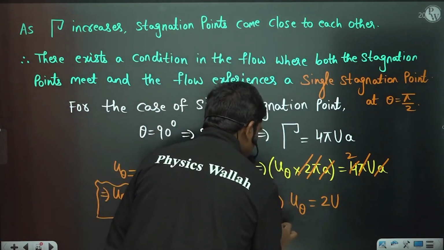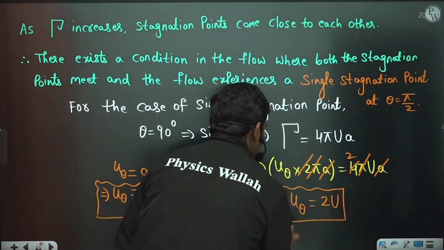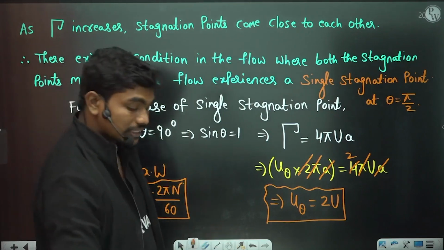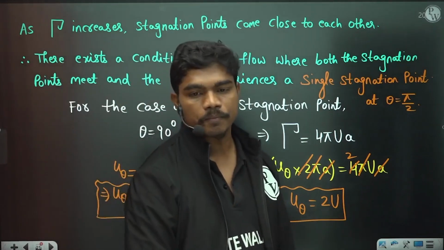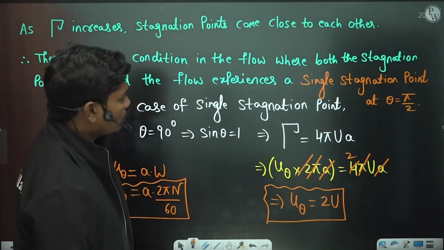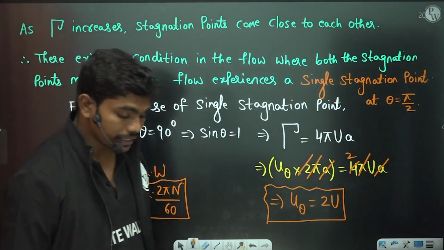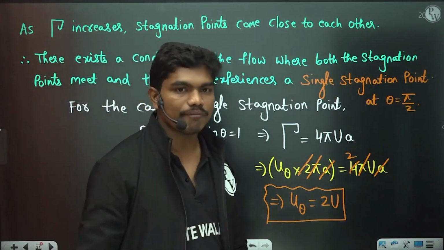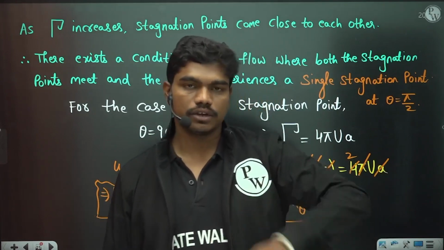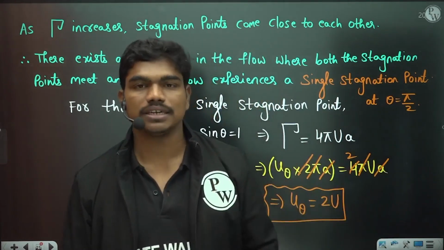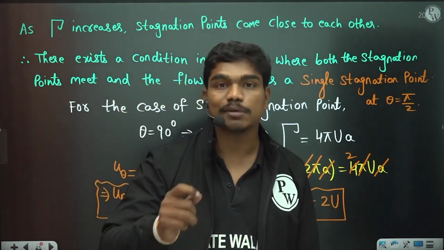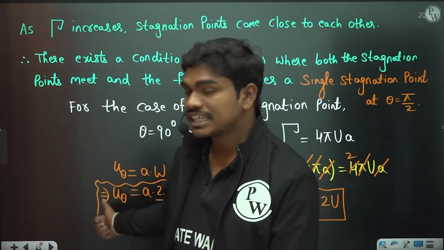Clear? So this u theta equal to 2 times of u is the condition for the case of a single stagnation point. This analysis is very important for you. Clear? Okay, so this is the case that we deal with generally, single stagnation point case. Normally, like in case of Rankine half body, you told that there exists only a single stagnation point. In case of flow past a stationary cylinder, you told there are 2 stagnation points. But here in case of a rotating cylinder, you cannot decide on the number of stagnation points. It depends on the rotational speed actually.